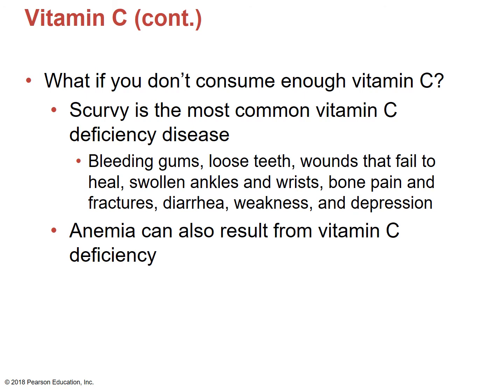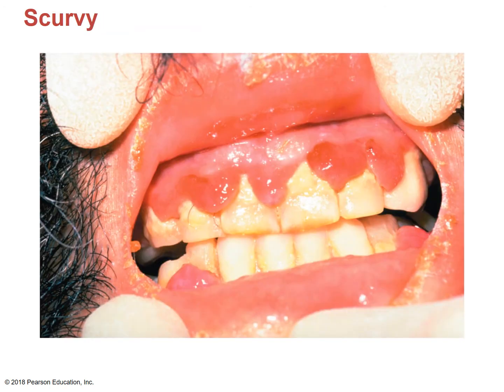What if you don't consume enough vitamin C? Again, scurvy is the most common disease, and anemias can also result from vitamin C deficiencies. This is a picture that shows somebody with scurvy. So again, the symptoms of scurvy include bleeding gums, and it's the most common vitamin C deficiency disease.